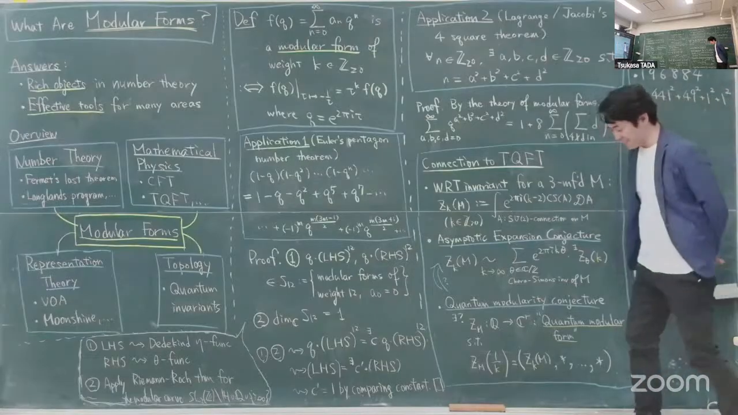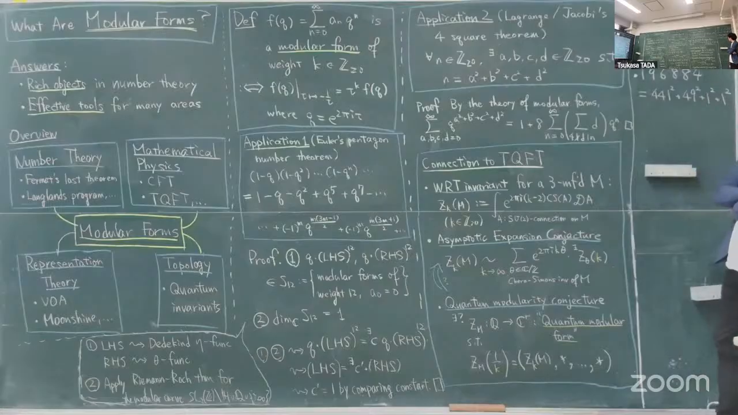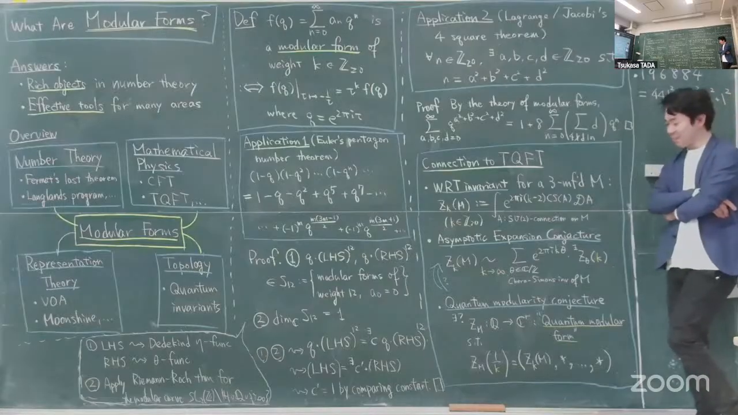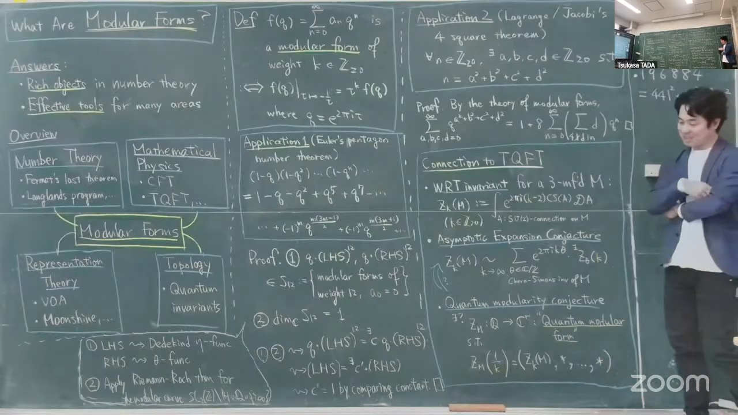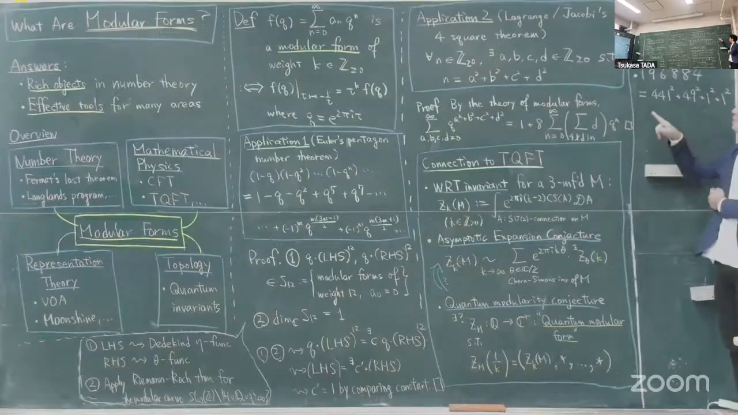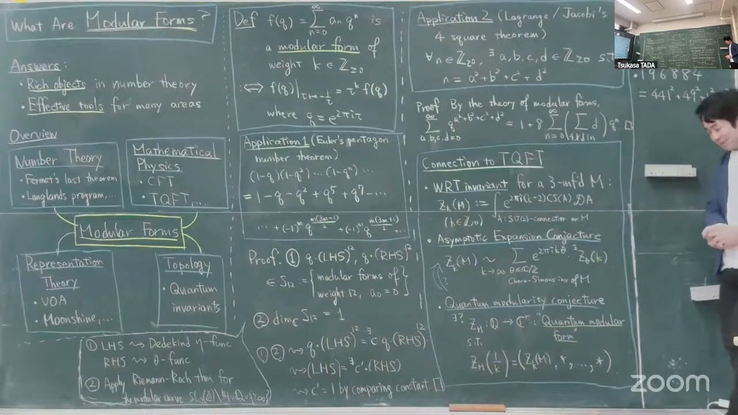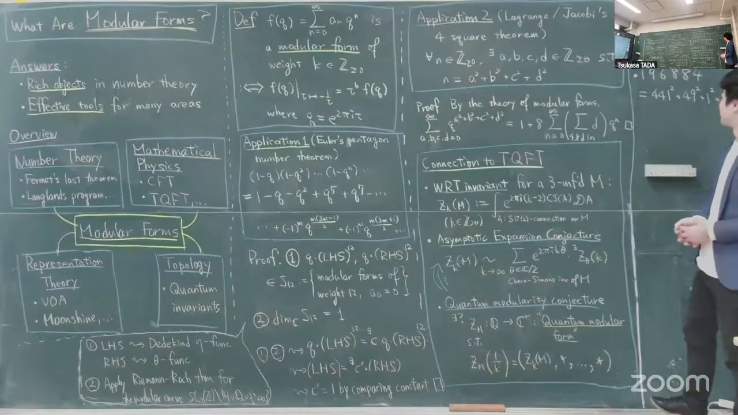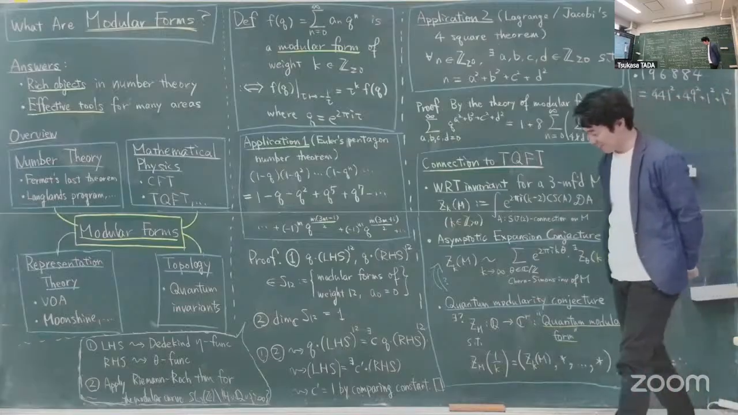In fact, this is really my favorite number, because it is a coefficient of a modular function, the important modular function, the J function. It has a coefficient like this, and this coefficient is also related to a representation of the monster group. So this is very important.